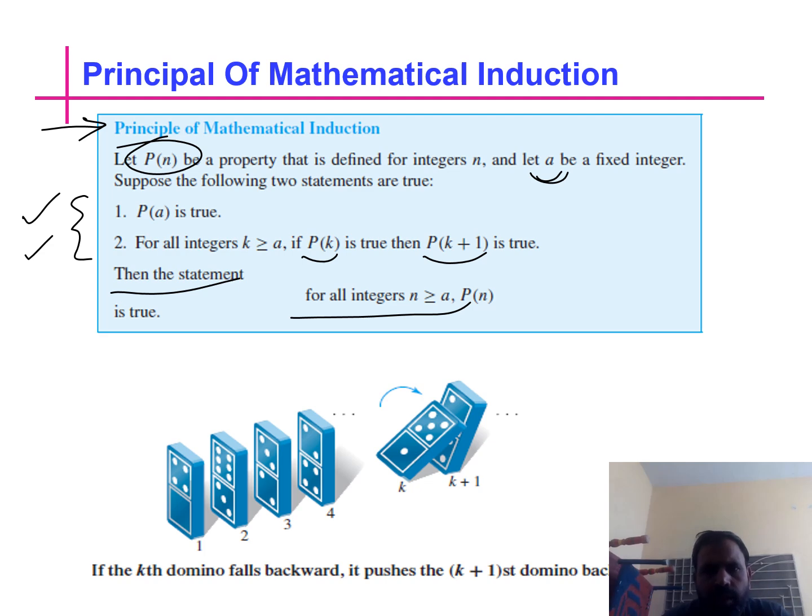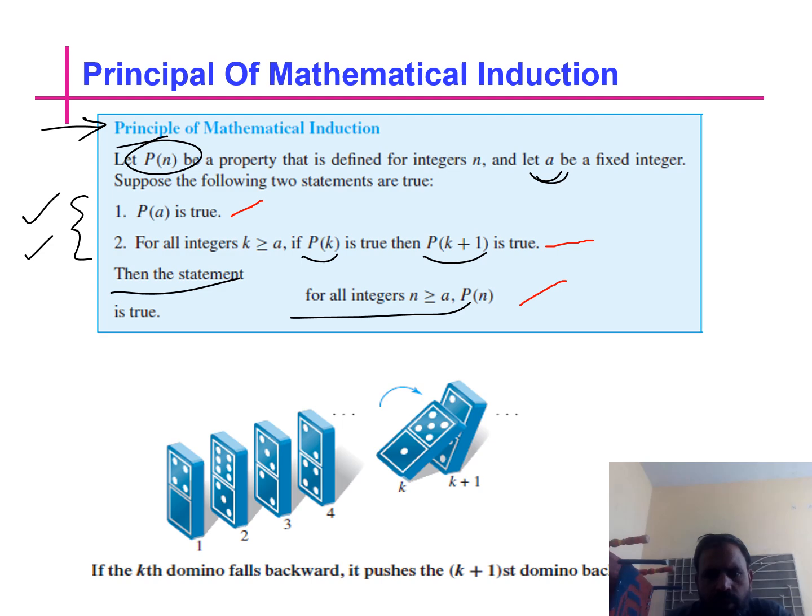Now the principle of mathematical induction: let P of n be a property that is defined for integers n, and let a be a fixed integer. Suppose the following two statements are true. P of a is true, and for all integers k greater or equal to a, if P of k is true, then P of k plus 1 is true. Then the statement P of n is true for all integers n greater or equal to a.